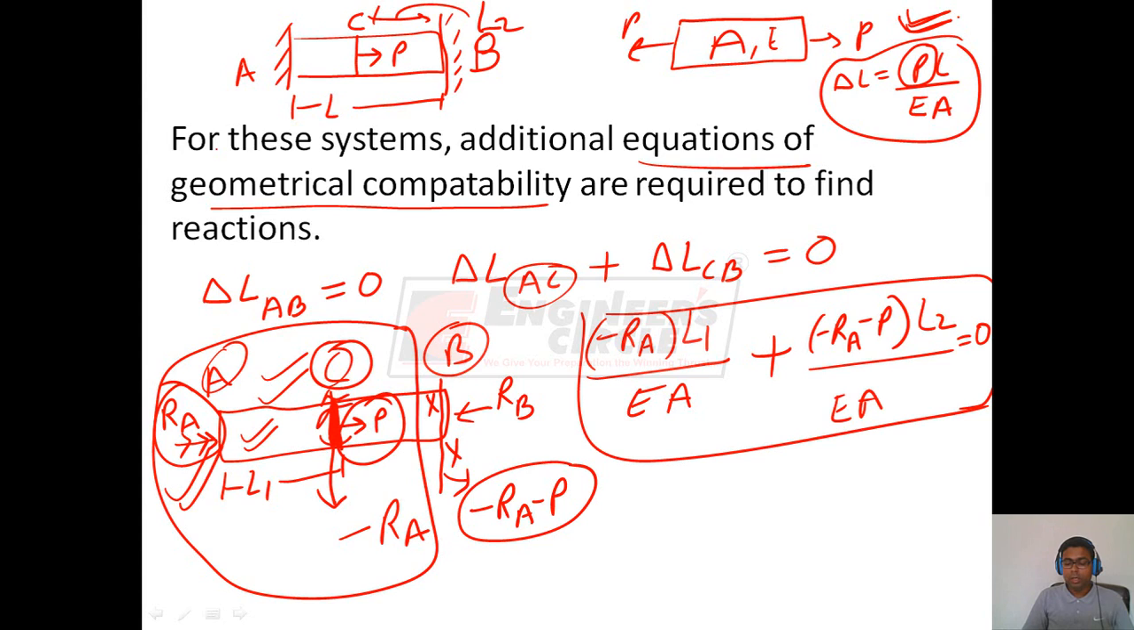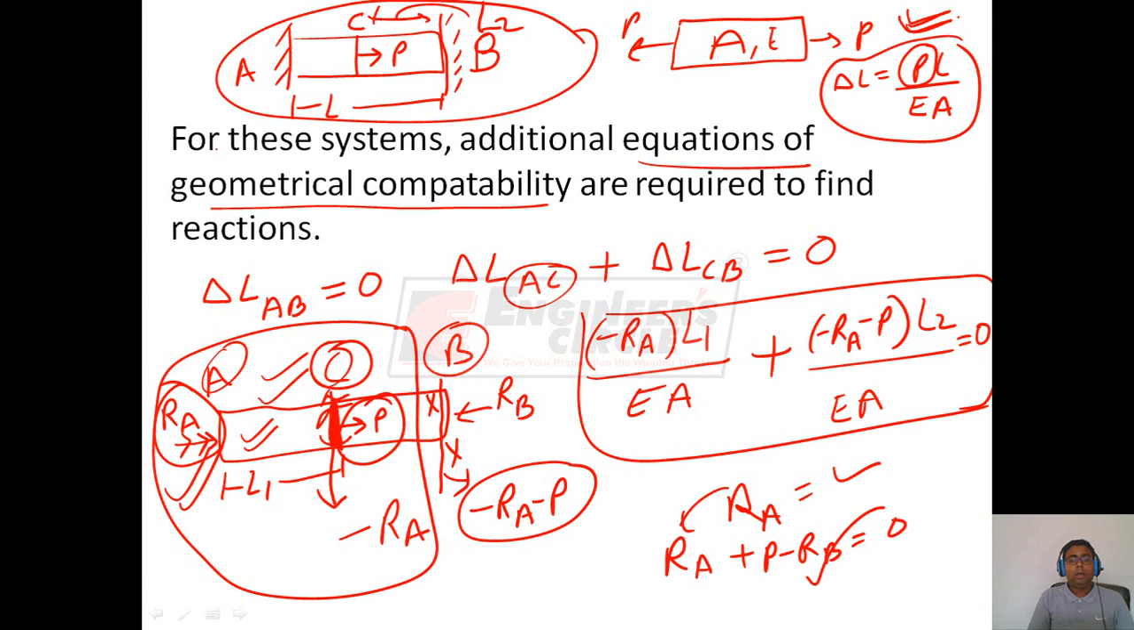Now, we have another equation containing RA. Using this equation, we can find RA, and we have already seen that RA plus P minus RB was 0. So, putting this RA here, we can find RB. So, we are able to determine the reactions of this system only when we have used the equation of geometrical compatibility. Such systems are said to be statically indeterminate systems. That is, systems for which reactions are found only when you use the additional equations of geometrical compatibility.